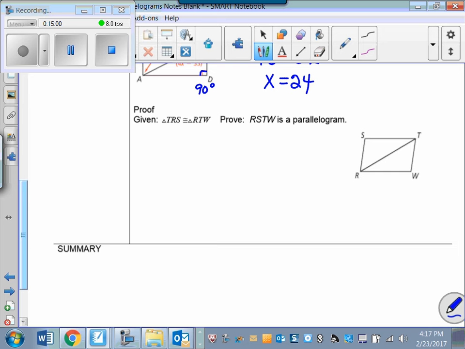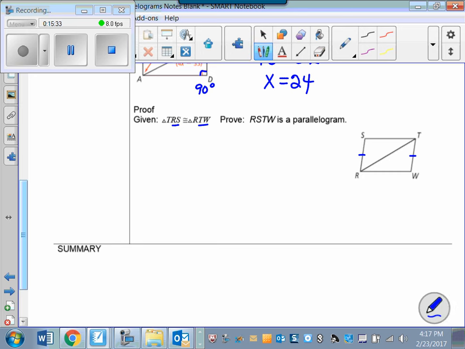Okay, and finally a proof. Let's see what we got here. Triangle TRS is congruent to triangle RTW. Okay, so the two triangles we see there. So I'm going to go ahead based on my congruent statement of the triangles, and I'm going to mark my corresponding parts in these two triangles. So I know that RS is congruent to TW. RS is congruent to TW.